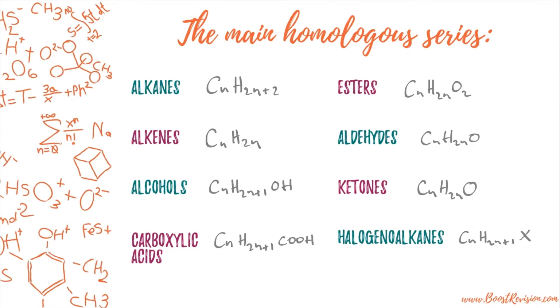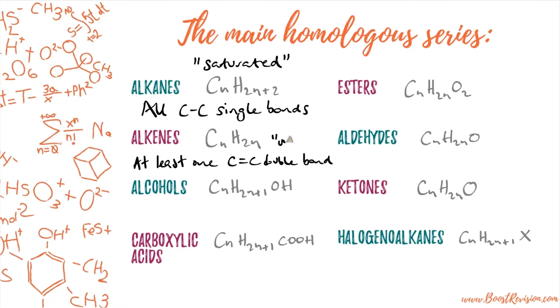You probably remember that alkanes have all carbon-to-carbon single bonds, and we call these saturated hydrocarbons. Hydrocarbons meaning they contain only hydrogen and carbon. Alkenes are also hydrocarbons, but they contain at least one carbon-to-carbon double bond.